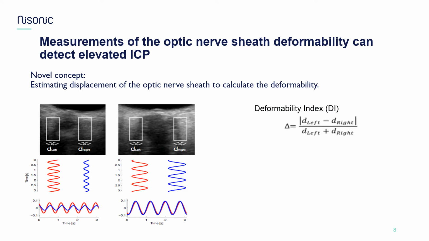The method was developed by neurosurgeons at University of Cape Town in South Africa and scientists at SINTEF in Trondheim, Norway. It was hypothesized that elevated ICP would cause the stiffness of the optic nerve sheath to increase, and thereby the deformability index should be lower.